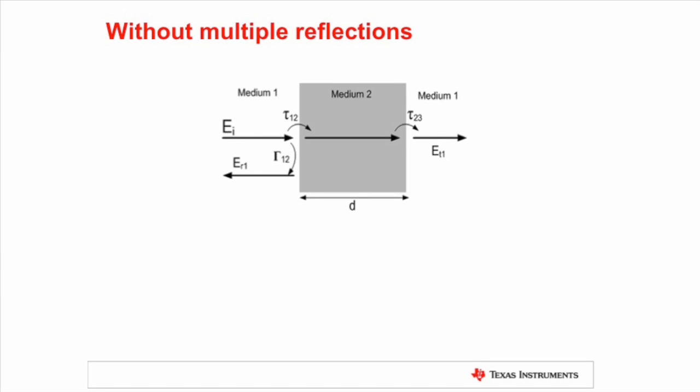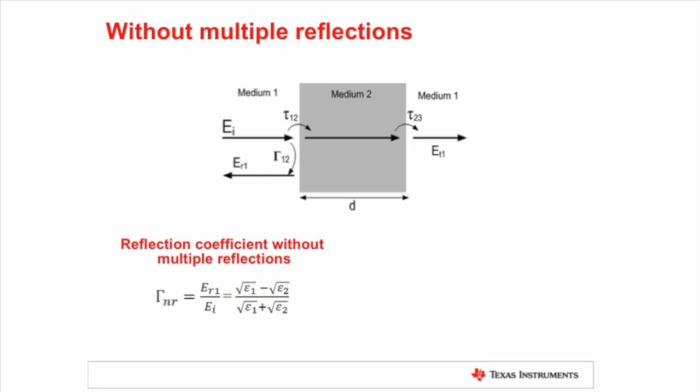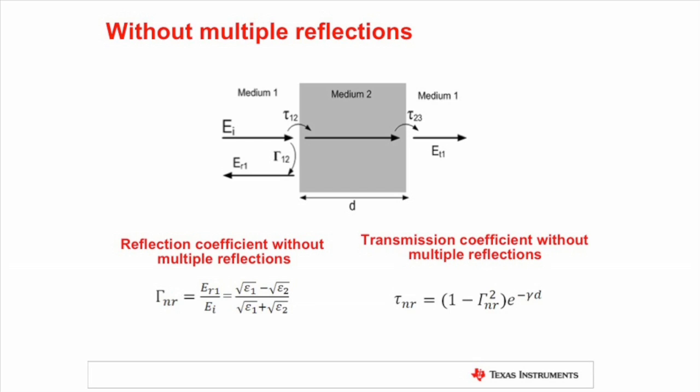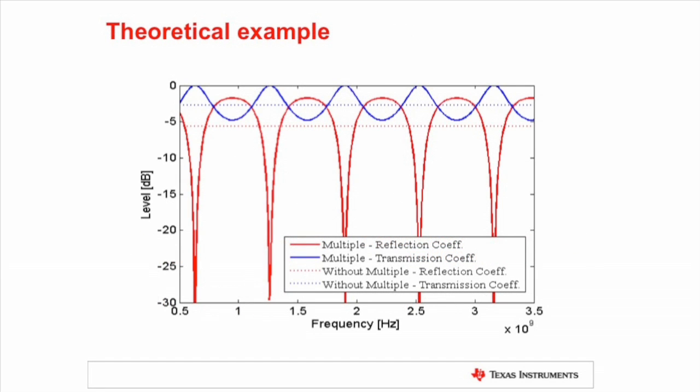Now consider a hypothetical scenario with the incident wave only reflected from the first boundary of mismatch plane and transmitted completely from the second boundary of mismatch, that is, no multiple reflections within the dielectric block. The reflection coefficient without multiple reflections is given by this equation, and the transmission coefficient without multiple reflections is given by this equation. This figure shows the plot of reflection and transmission coefficient equations with and without multiple reflections.